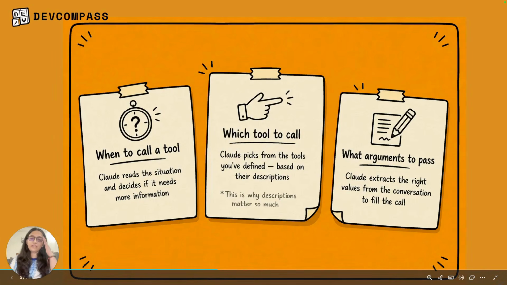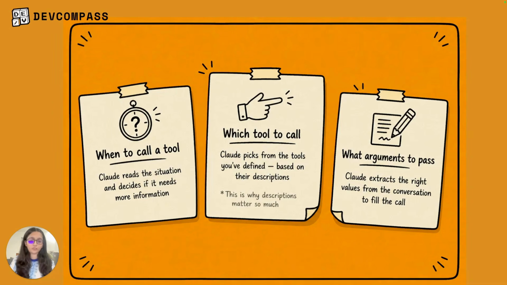So I said that Claude decided when to call the tool, which tool to call, and what arguments to pass. That's not just some random detail. Those 3 decisions are the foundation of everything we build in this course. Agents are not just about conversations, it's about taking actions. Look at the 3 cards. The first one says when to call a tool. Claude will read a situation. It will look at the user message, consider what it knows, and then decide whether it needs more information to respond well. If a user is asking about an order status, Claude knows that it doesn't have that information, so it needs to call a tool, and only then can it answer, right?